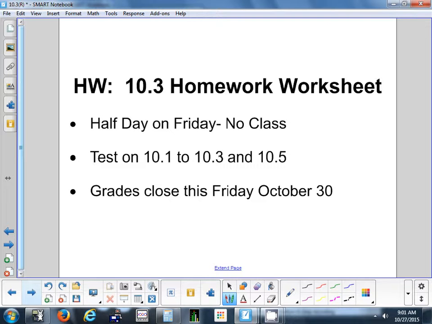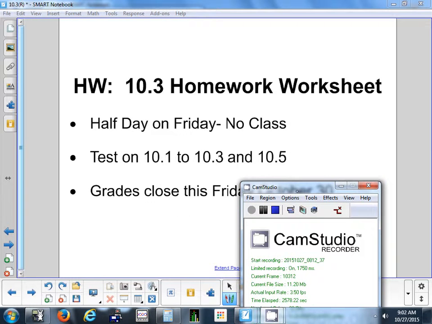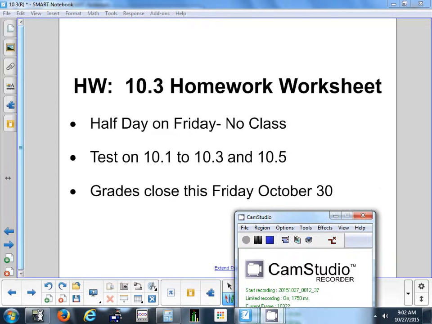Mr. Rice is passing that out. Couple quick reminders on the board. Half day on Friday, so we're going to do our test Thursday. No class Friday. Grades close, so anything you have to make up, make sure you come see me by Friday. Otherwise, after that date, once grades close, it's a 0. All right, guys. Whether you're on the back side, you can use your notes for this. That's fine.